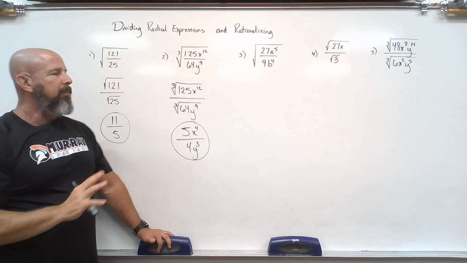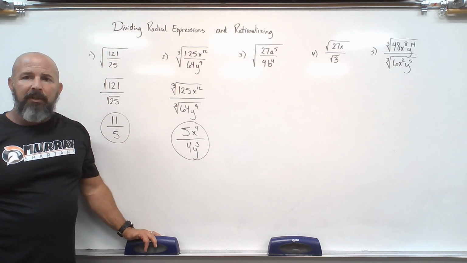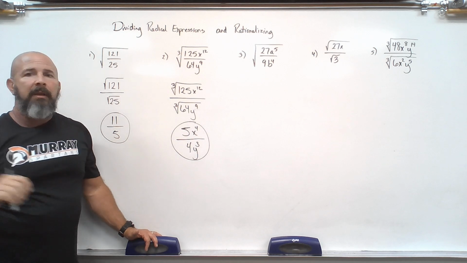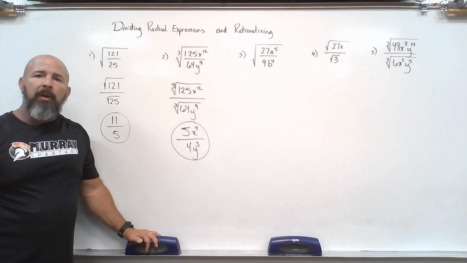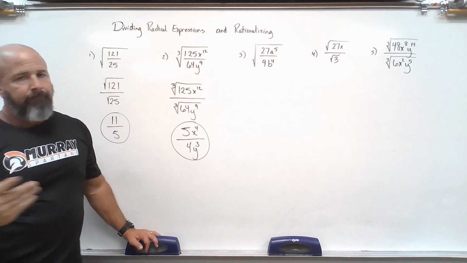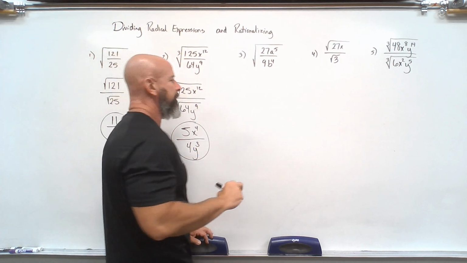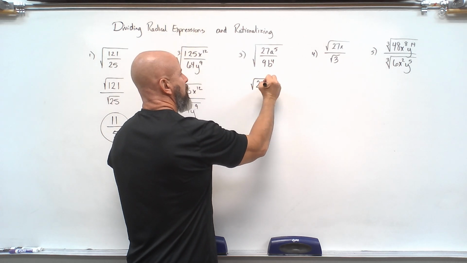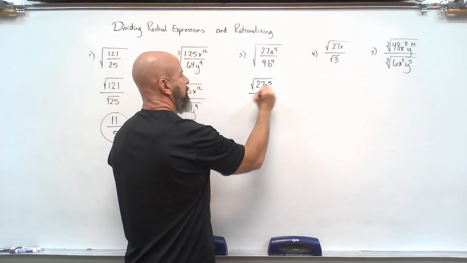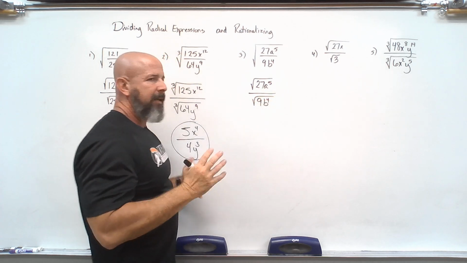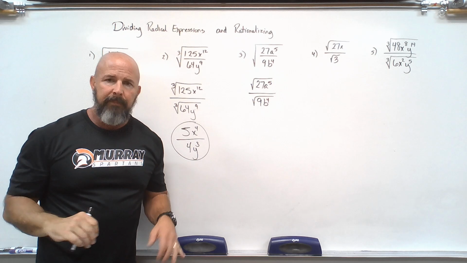Looks a little worse in number 2, a little more difficult because I'm looking at a cube root versus a square root. Variables are coming in, but I followed the same process. I'm looking at the numerator and denominator separately. Same idea in 3. I'm going to rewrite it: root 27a to the 5th over root 9b to the 4th, and then take care of each part individually.